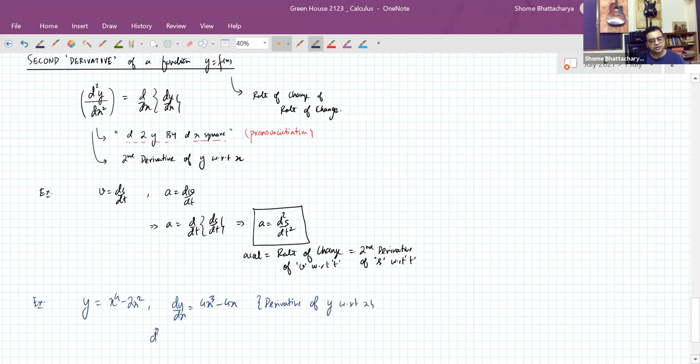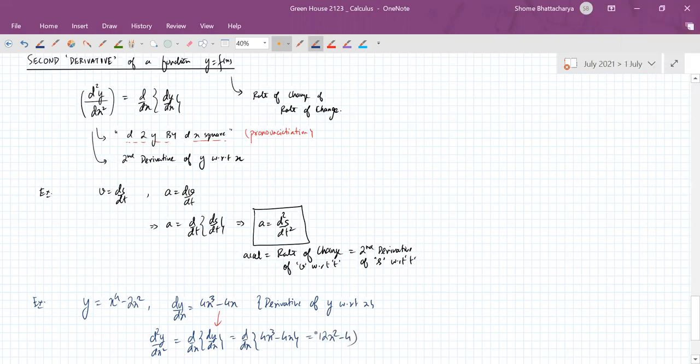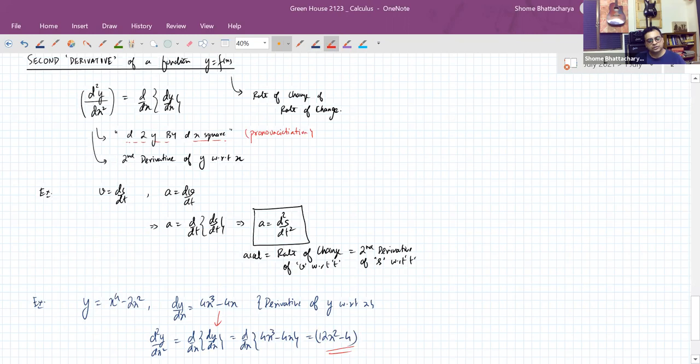Now if we differentiate this again, to find the second derivative, we have to differentiate the derivative itself. So we substitute the value of the derivative that we got in the first step. So it will become the differentiation of 4x cubed minus 4x, which you know is 12x squared minus 4. This is the second derivative of y with respect to x, which we read as d square y by dx square or d2y by dx square.